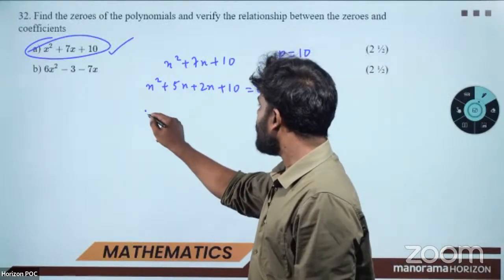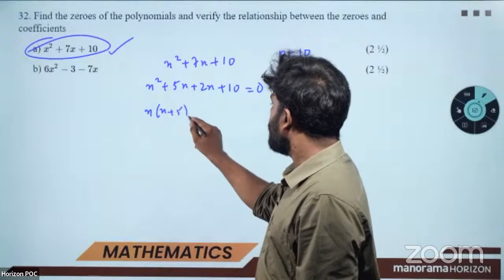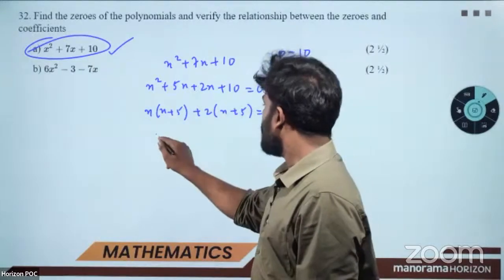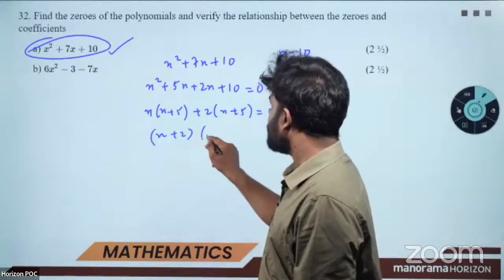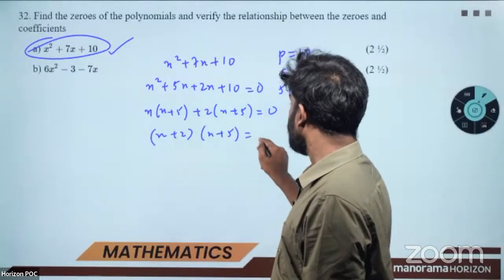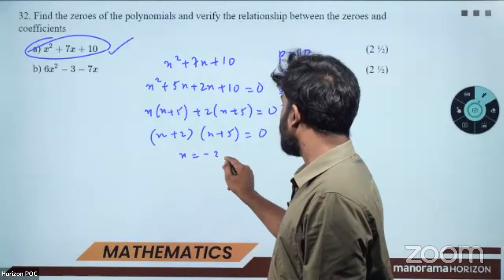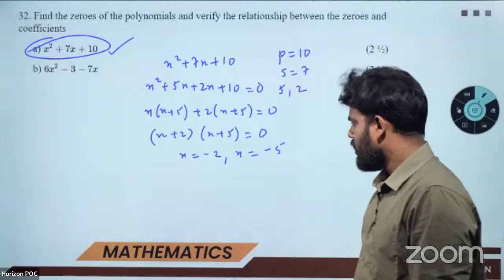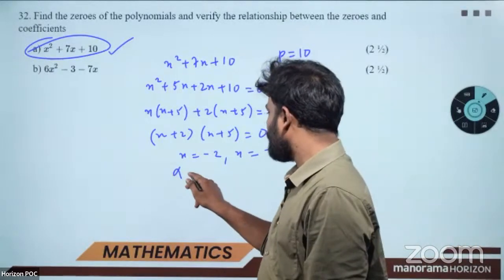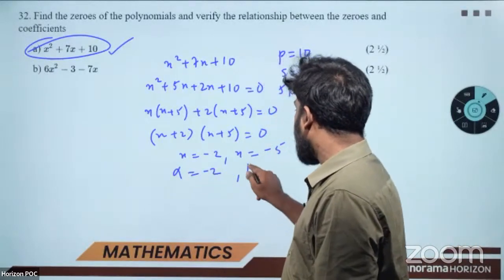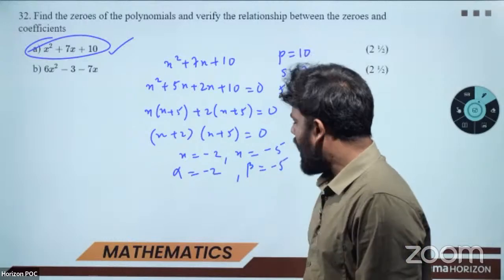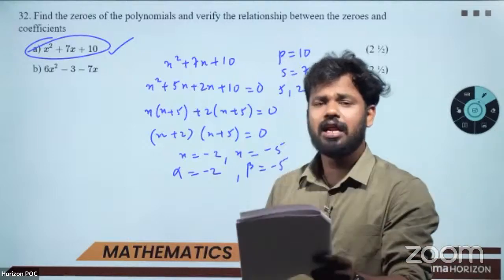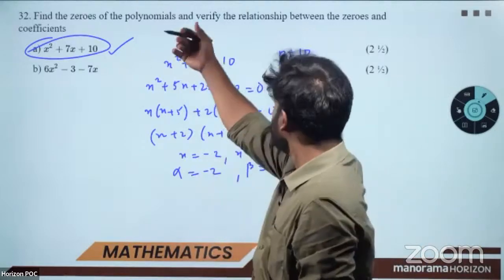So I can take common here, x into x plus 5 plus 2 into x plus 5. So I can now write it as x plus 2 into x plus 5 equal to 0, or I can write x is equal to minus 2 and x is equal to minus 5. So I have two roots. Roots are now taken as what? Alpha, beta. So I'm taking alpha as minus 2 and beta as minus 5. So alpha is minus 2, beta is minus 5. I got the zeros. Now they're asking me to find out the relationship between the zeros and verify them.